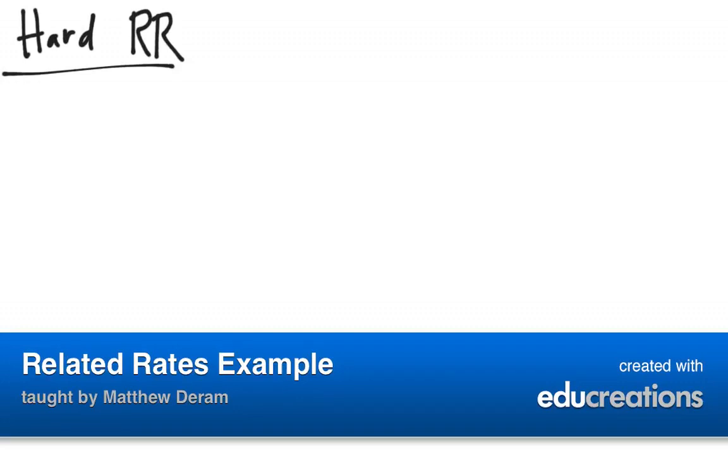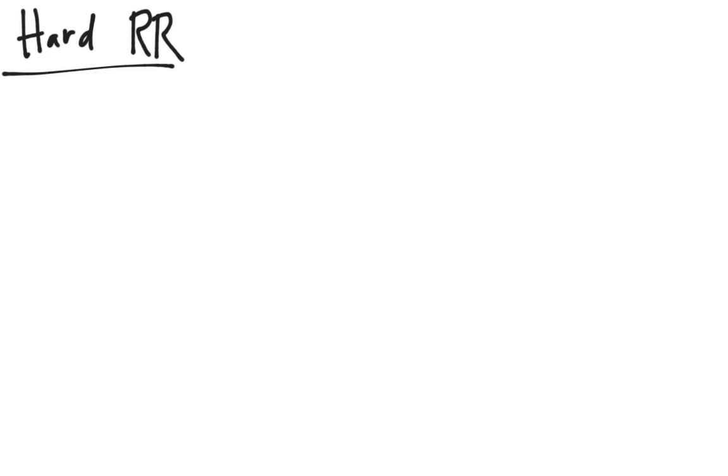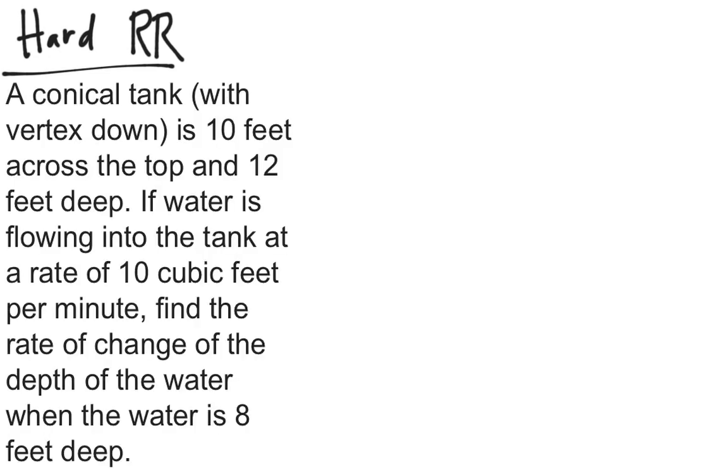This video is purely an example video of what would be considered to be a hard related rates problem. Here's the problem statement. The problem says that a conical tank with vertex down is 10 feet across the top and 12 feet deep. If water is flowing into the tank at a rate of 10 cubic feet per minute, find the rate of change of the depth of the water when the water is 8 feet deep.